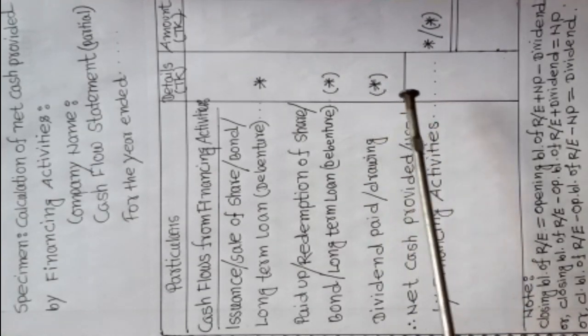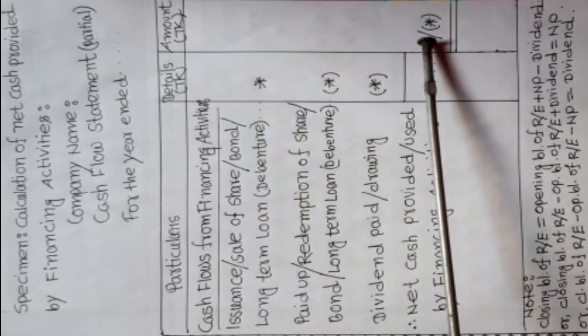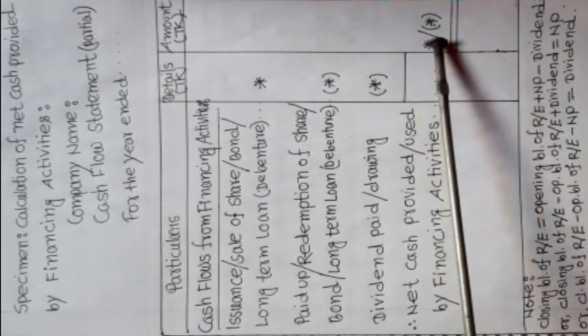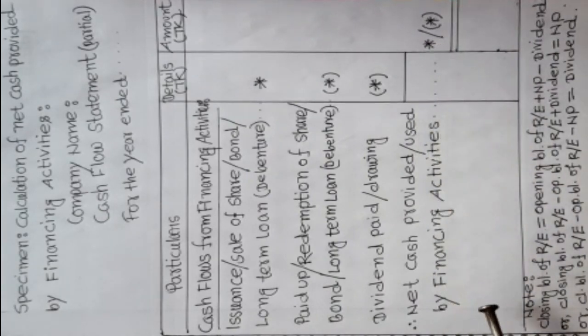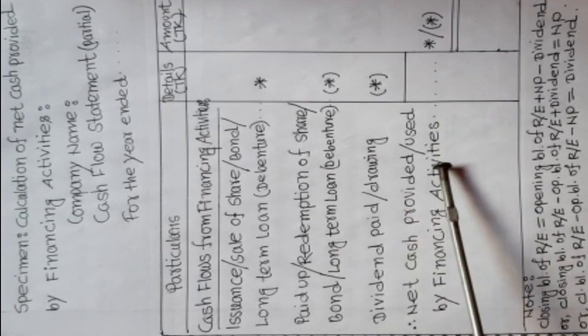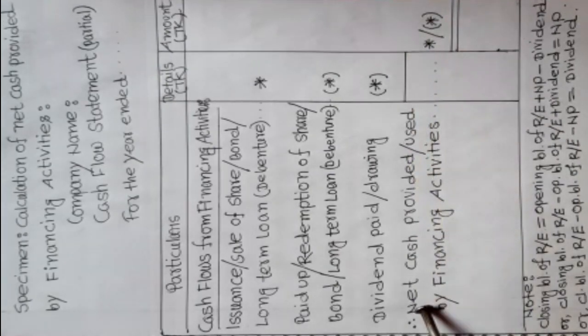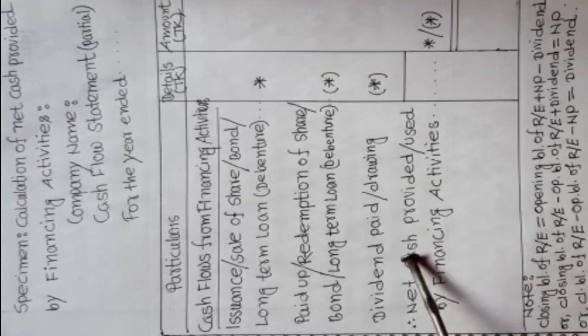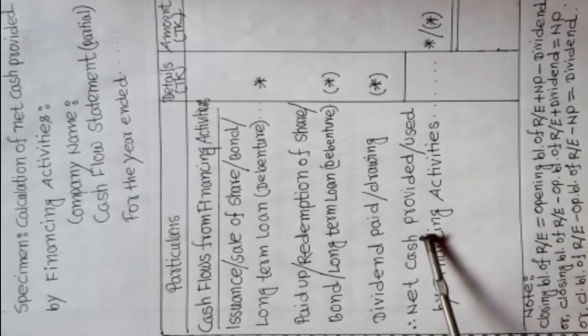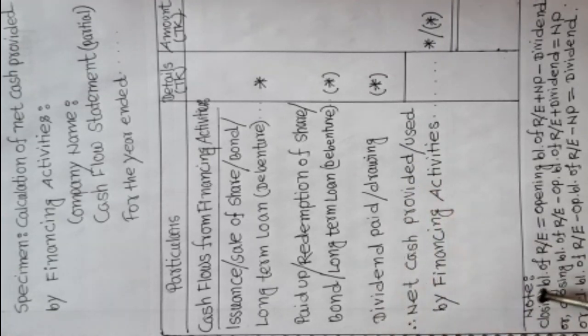Okay, dear students, finally from this figure we will get this figure. If this figure is positive, then we should write down net cash provided by financing activities. Or if negative figure, then we should write down in this way: net cash used by financing activities. Okay, dear students, and most important note you should write down from here.